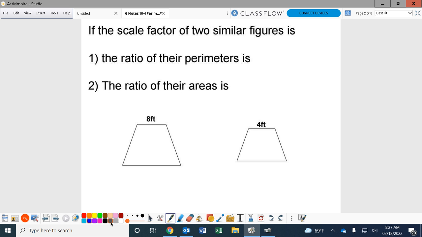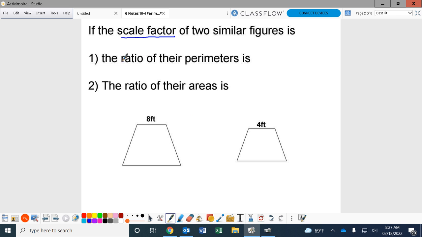So first of all, if the scale factor of two similar figures is, and then you're going to see this out here. So guys, look at this. You've got these two shapes. They're similar. They're telling you they're similar. That means they're the same shape. They're just different sizes. If it has a piece right here that's 8 and a piece right here that's 4, the scale factor of these is going to be the relationship between them.